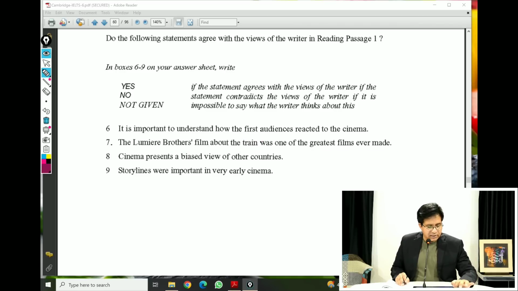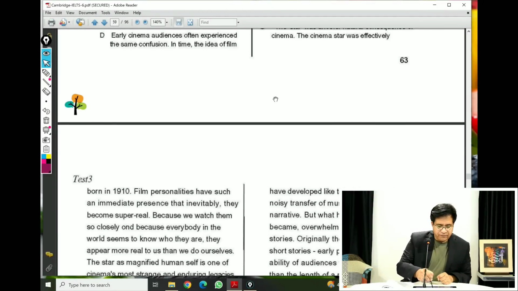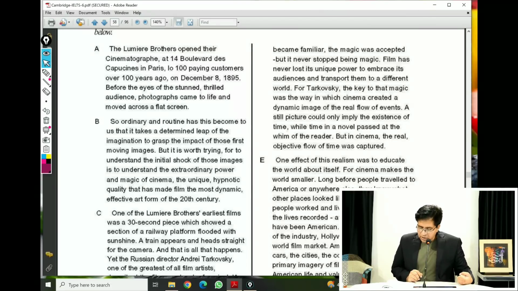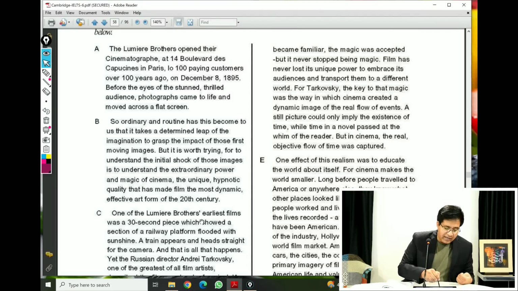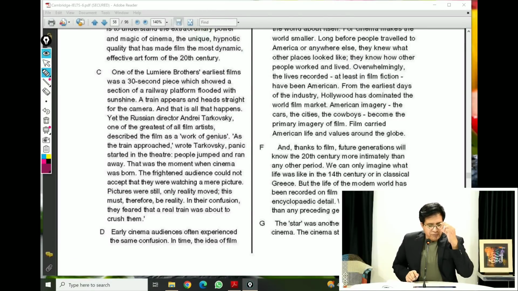So we go back. And as I said, questions and answers are in order. So we are going to go towards the film and all that. Same paragraph? No, it's the next paragraph. Well done. Paragraph C. Okay, we are there. One of the Lumiere brothers' earliest films was a 30-second piece which showed a section of a railway platform flooded with sunshine.